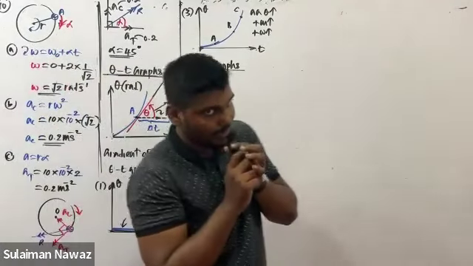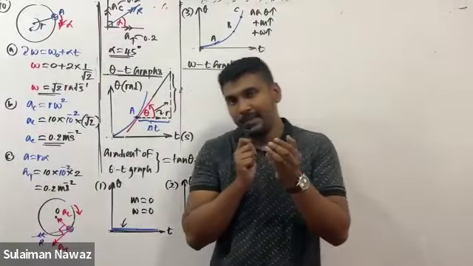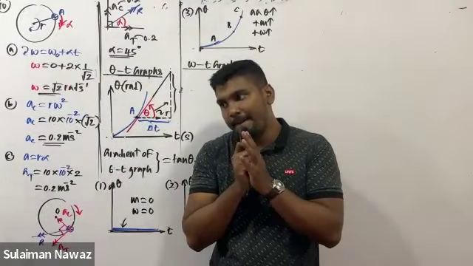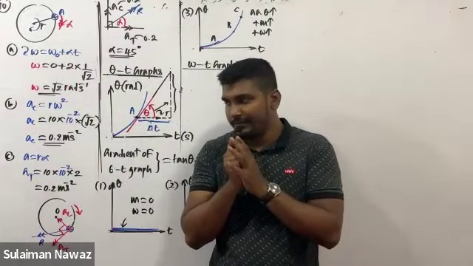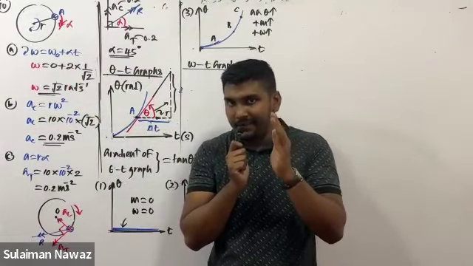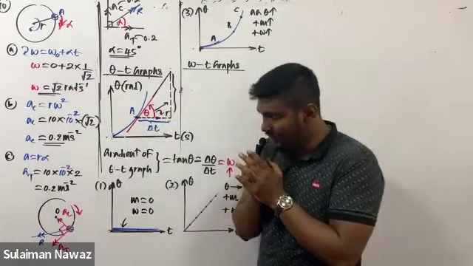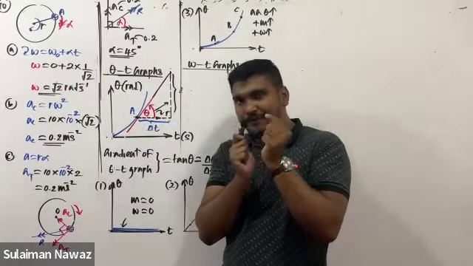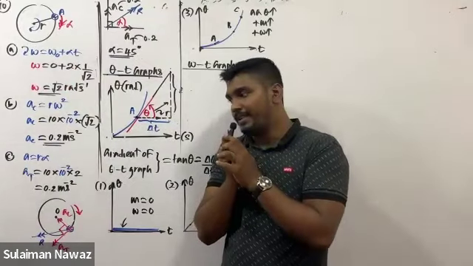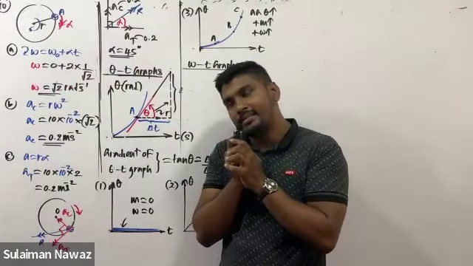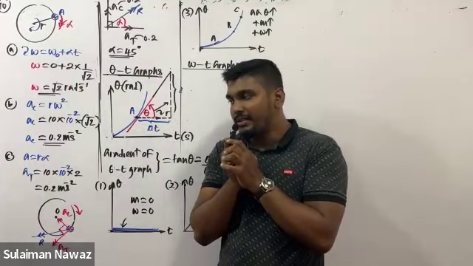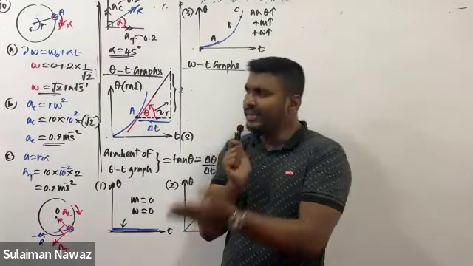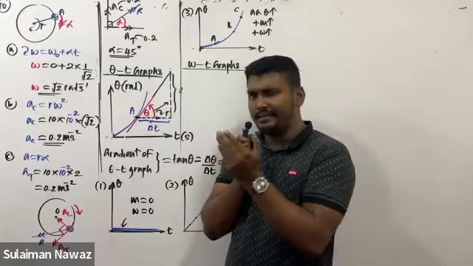Now in the velocity-time graph in linear motion, the gradient of the velocity-time graph is acceleration, but the area under the VT graph is displacement. Here also it's the same, the only difference is instead of velocity it's angular velocity, instead of displacement it's angular displacement, instead of acceleration it's angular acceleration. Other than that, we are learning the same thing again. That's why we are not learning this again.